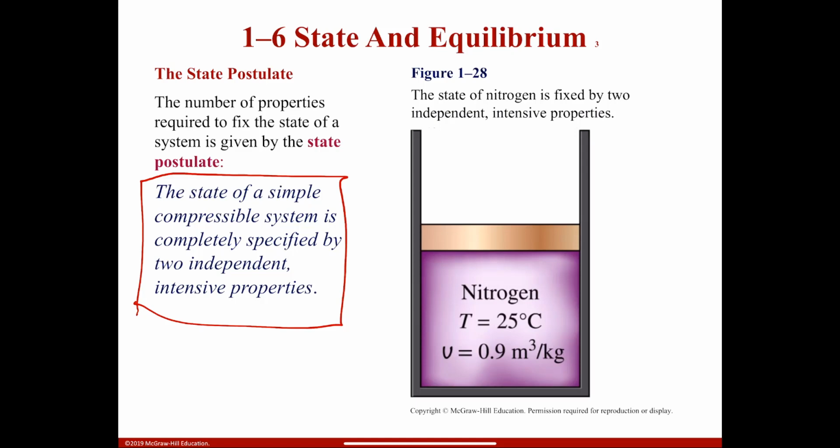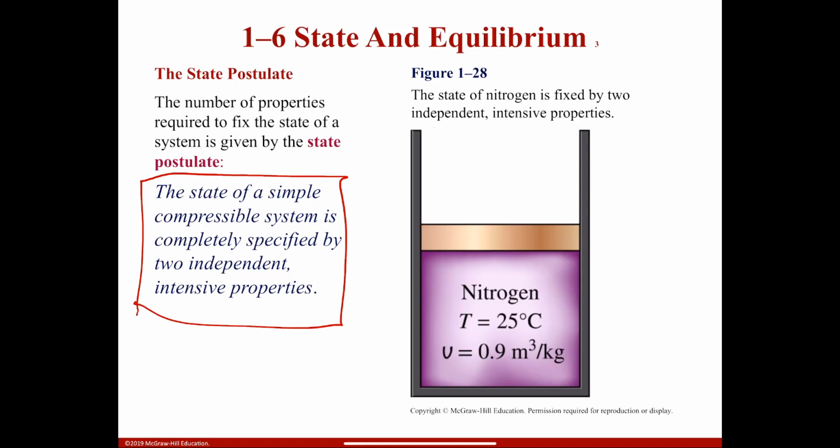So the state postulate: the number of properties required to fix the state of a system is given by the state postulate. Before we read that, I'm going to repeat that again. The number of properties required to fix the state of a system is given by the state postulate. And what does that say? What does that state postulate mean?